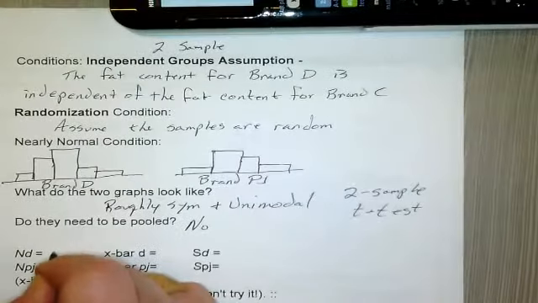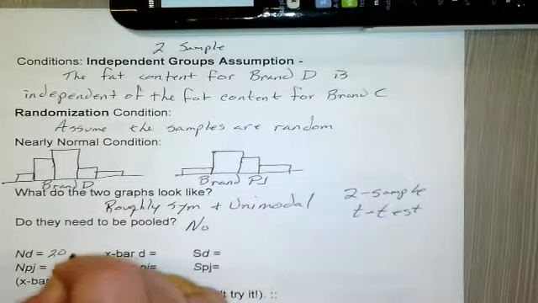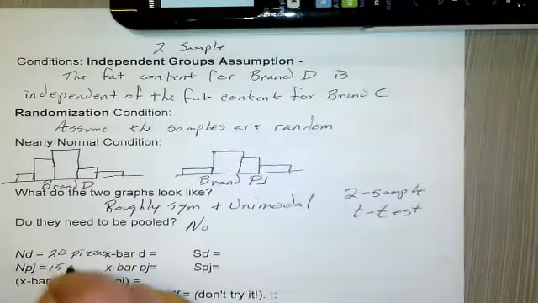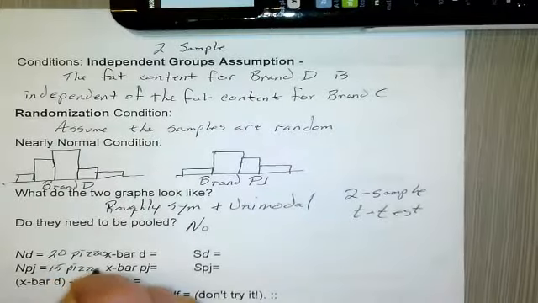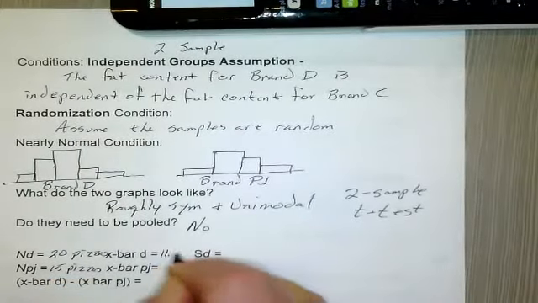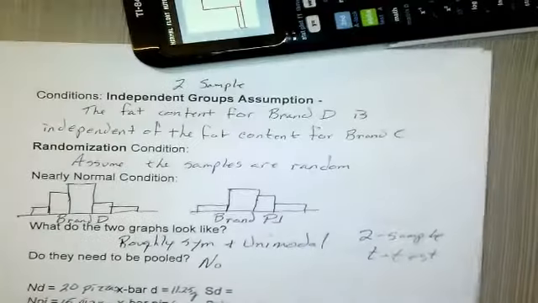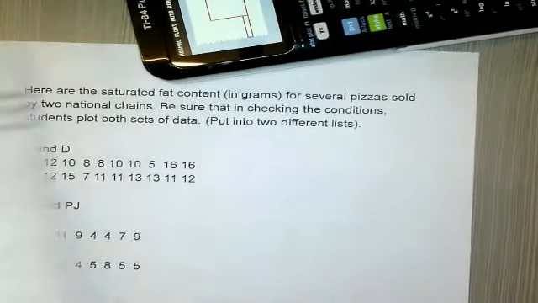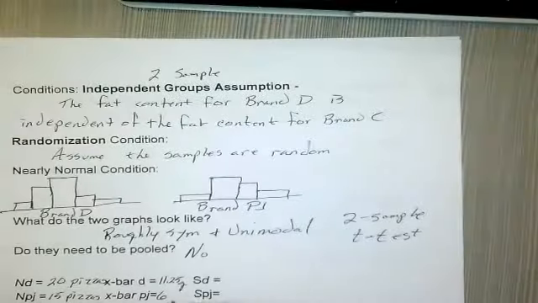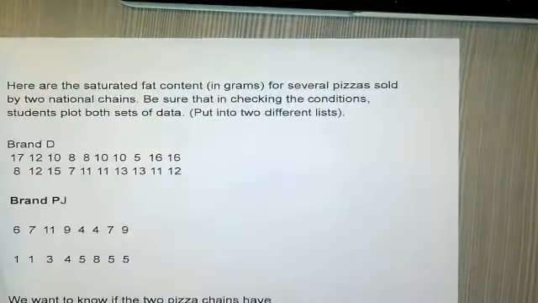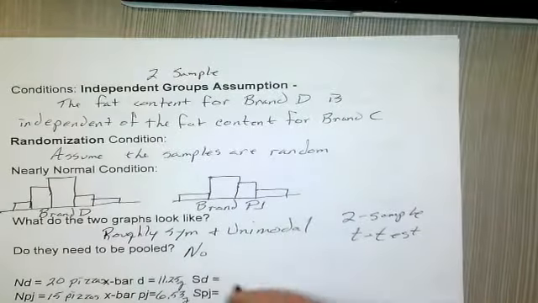Okay, so we had this from the front side. This was 20 pizzas. This was 15 pizzas. This was 11.25 grams. This was 6, how many? 6 point what? 6.53 grams. And my standard deviations were 3.19 and 2.59.